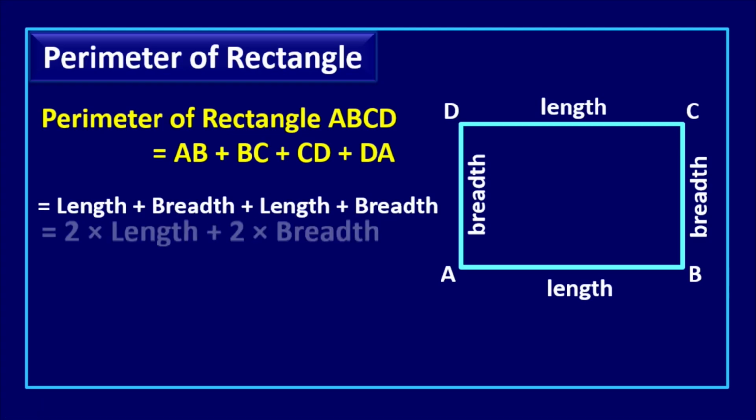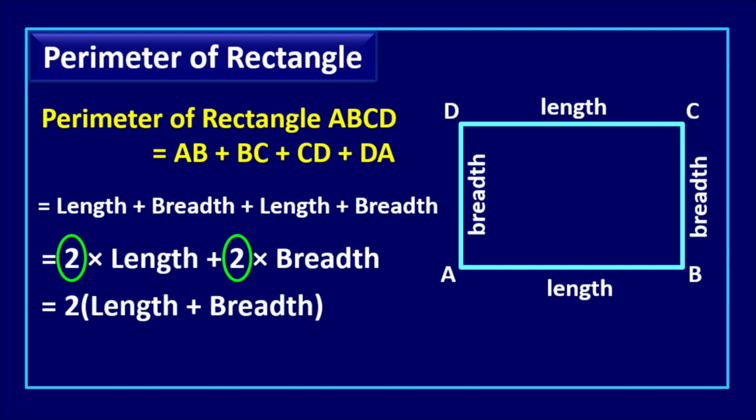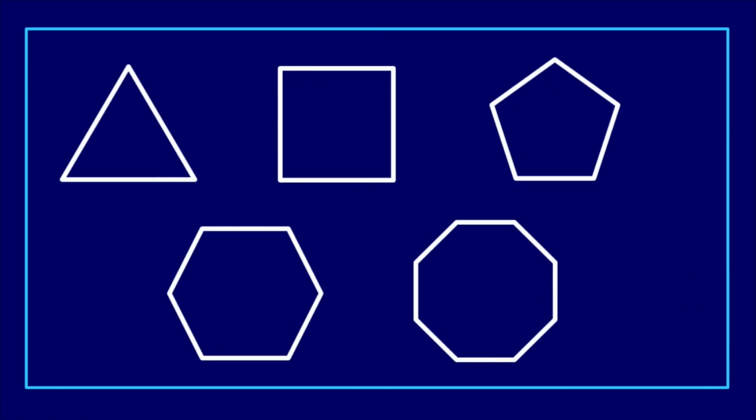On adding, what do you get, children? 2 into length and 2 into breadth. Now do you notice anything common here? Yes, 2 is a common factor. On taking 2 out as a common factor, you get 2 into (length plus breadth). Therefore I can say that perimeter of a rectangle is equal to 2 into (L plus B) units. So this is the formula to find the perimeter of a rectangle, where L is the length and B is the breadth. Got it, children?